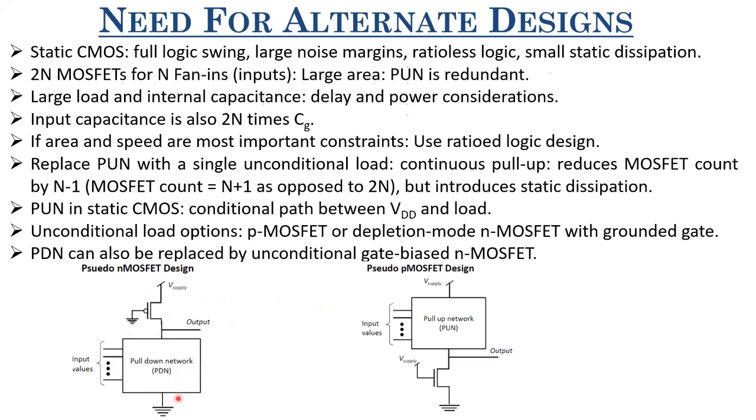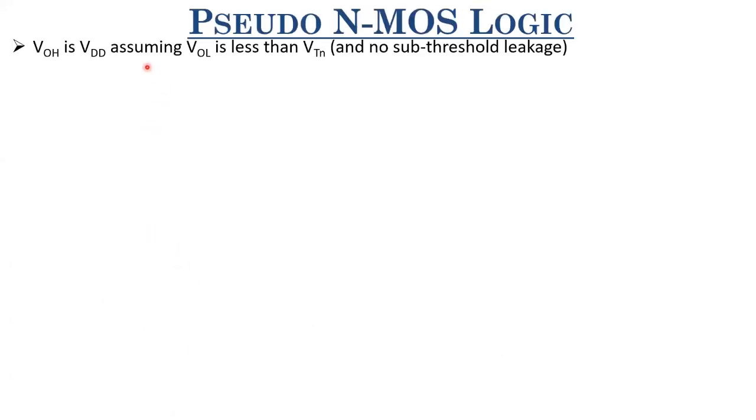You can assume that PDN is turned off when you apply Vin equals VOL. In that case, the output will be VDD, right? Because this unconditional load will charge the CL to VDD every time. However, the inherent assumption is that VOL is less than VTN, and obviously there is no subthreshold leakage, because if subthreshold leakage is there, then there is also some change in the nominal logic levels.